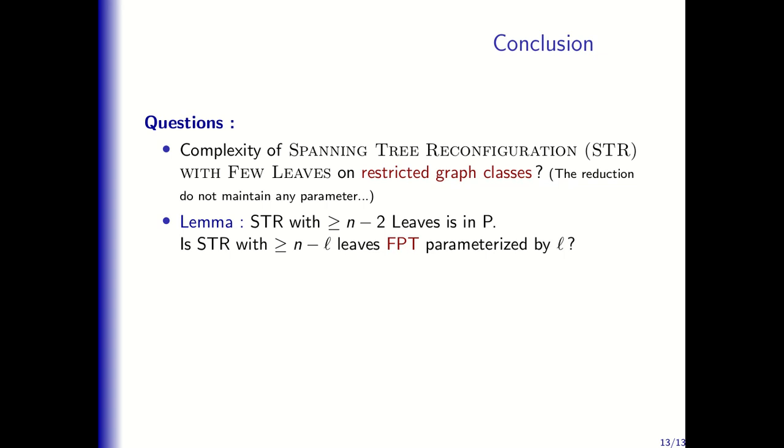But a question which I think is really interesting is: is spanning tree reconfiguration with n-L leaves FPT parameterized by L? Because basically the algorithm we use is that we take any pair of vertices which are possible internal nodes, and for every pair we determine if there is an edge flip between two trees which have precisely this set of internal nodes. And so this is really not FPT at all when L is increasing. So this is an interesting question. Is it FPT parameterized by L?